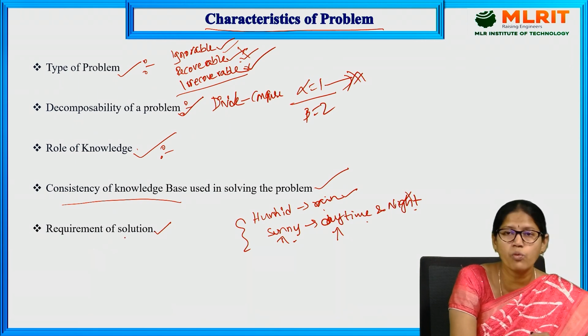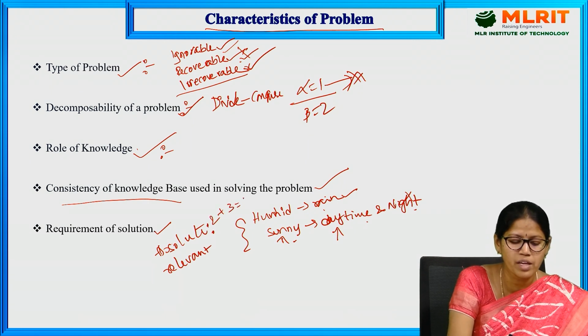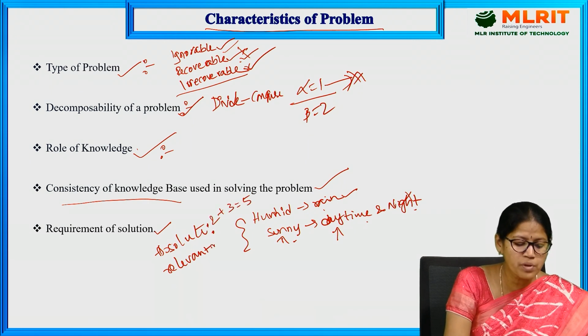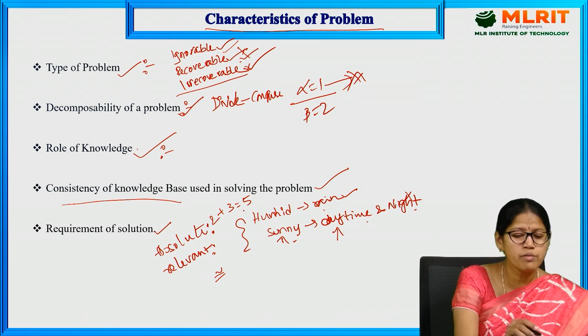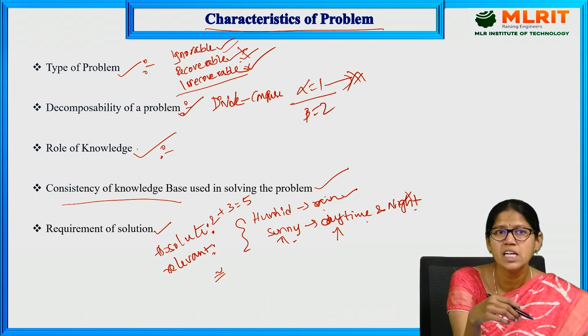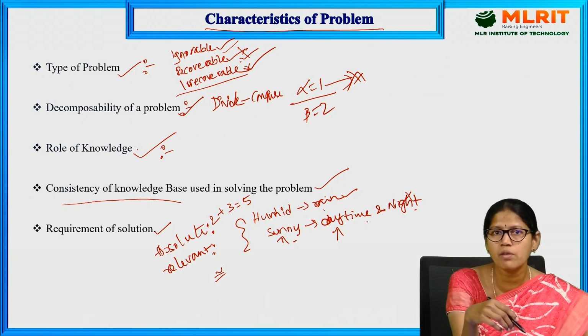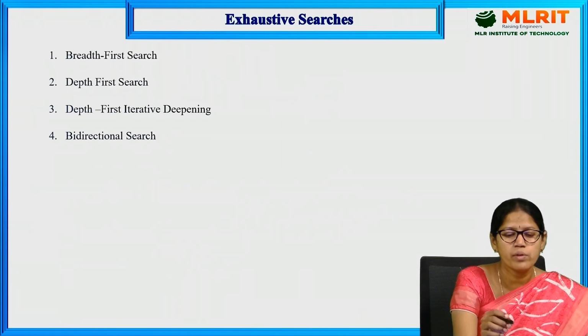The last one is the requirement of solution. So there are two types of solutions. One is the absolute solution. Another one is a relative solution. For absolute solution, for example, 2 plus 3 equal to 5. That is the absolute solution. In some cases, to solve the problem, we'll use such kind of things. The approximate value is a relative solution. So these are the 5 characteristics of the problem: type of problem, decomposability of a problem, role of knowledge, consistency of knowledge base used in solving problem, requirement of solution. Let's see the next topic.